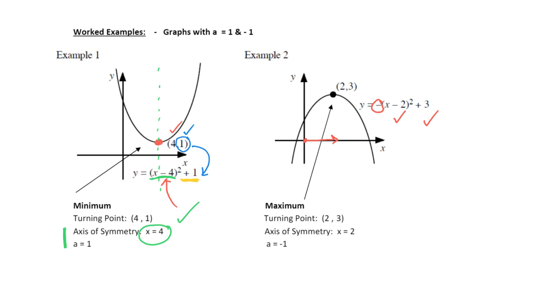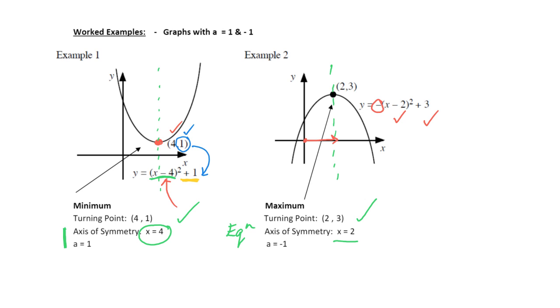And once again, the axis of symmetry has shifted, and it's the equivalent of the x value in the turning point. So the turning point is 2, 3. The equation of the axis of symmetry is x equals 2. Now, I've just written axis of symmetry. That should be the equation of the axis of symmetry, but hopefully that's a little clearer.